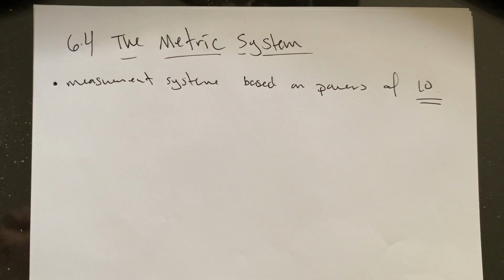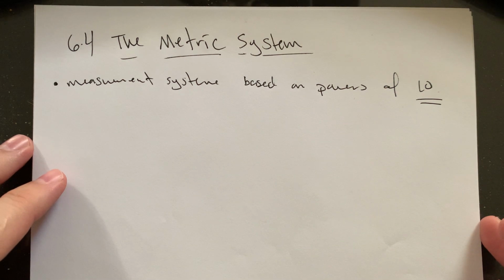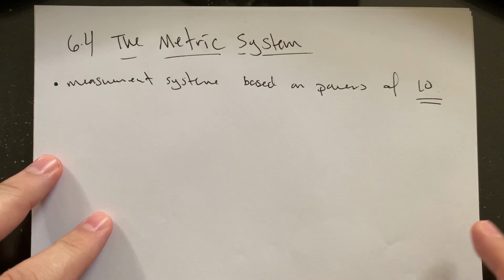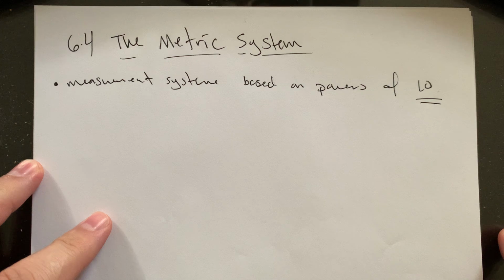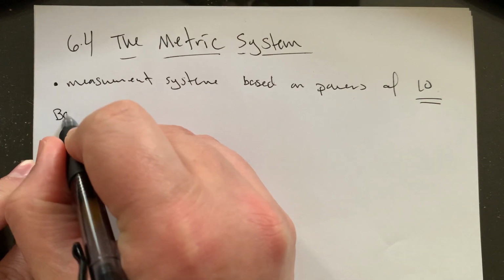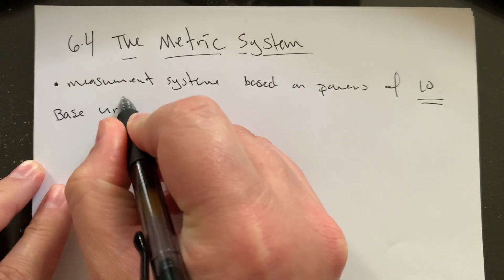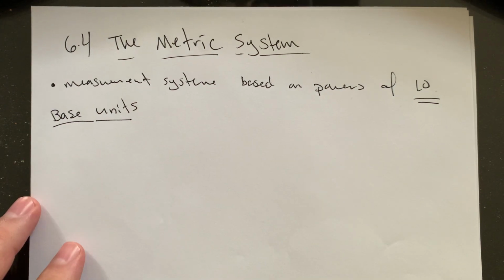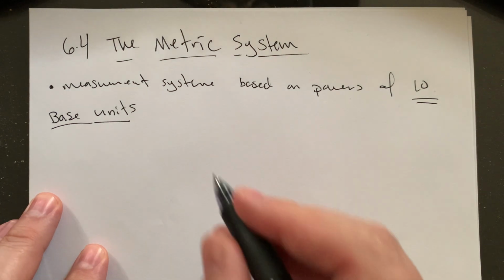And rather than have different systems and different conversions for length or volume or mass or whatever, everything in the metric system is organized in the exact same way. So let's identify first what our base units are, and we're just going to do length and volume and mass, essentially all of those at the same time.